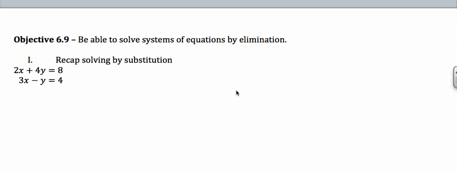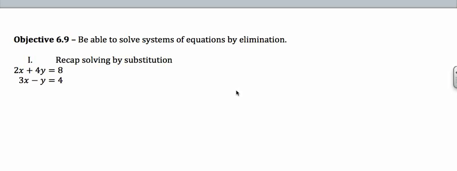Alright guys, today we're going to look at solving systems of equations by elimination. We've already looked at how to solve systems with graphing, where you graph the two lines and see where they cross. We've also looked at substitution, which was our first algebraic way of doing it. We're going to look at another algebraic way today. But first, let's recap solving by substitution.